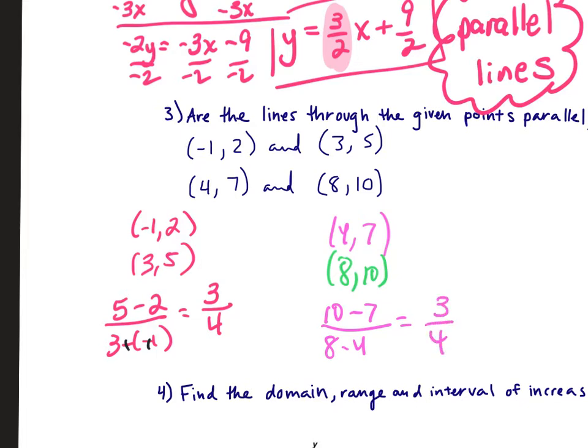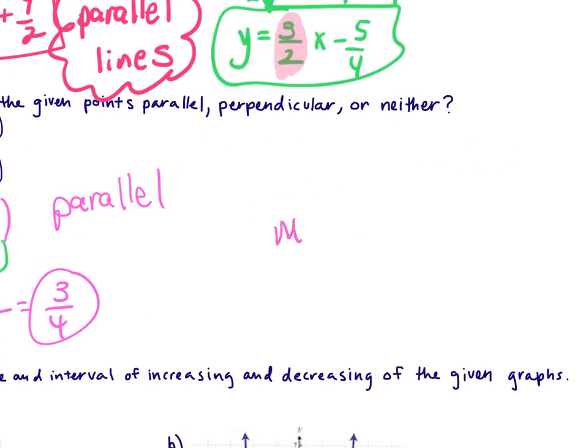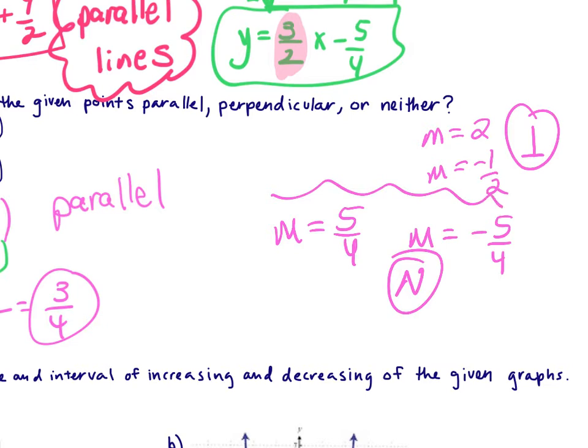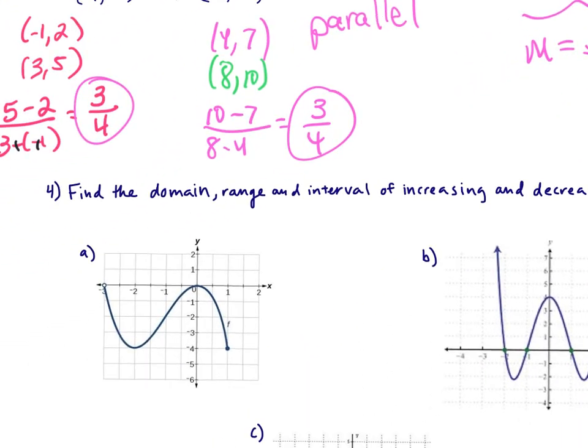Well, what do you notice? They're both the same. So what kind of lines are these? Parallel. If, just for instance, I got a slope of 5/4 and a slope of -5/4, what's my answer here? Neither. Good. If I get a slope of 2 and a slope of -1/2, what's my answer? Perpendicular, okay? Just make sure you guys understand the difference. It has to be either exactly the same or exact opposite reciprocals.